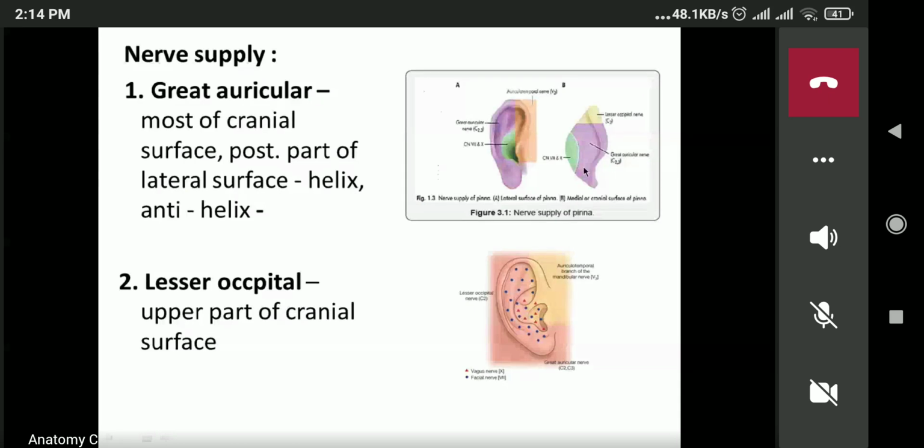Now come to the lesser occipital nerve. This part, that is the upper part of the cranial surface, is supplied by the lesser occipital nerve. So this part is supplied by the great auricular nerve, and this part is supplied by the lesser occipital nerve, that is, the upper part of the cranial surface.